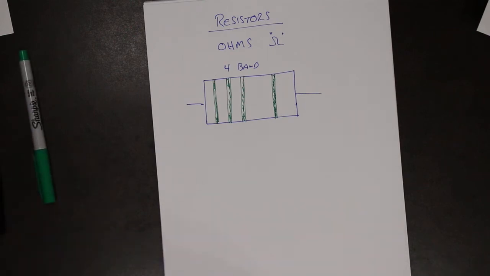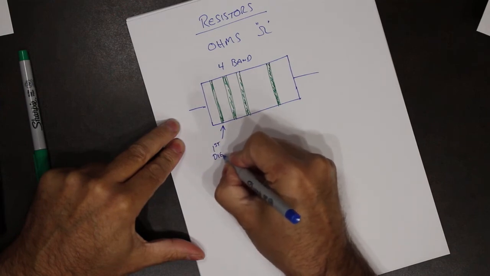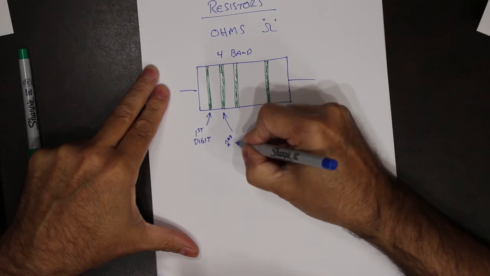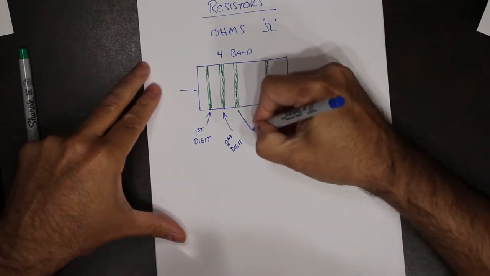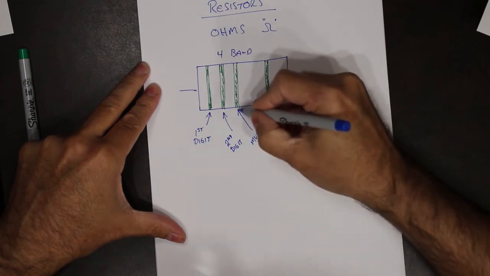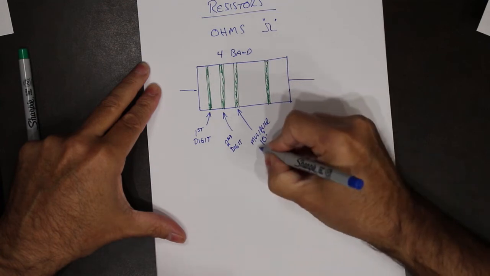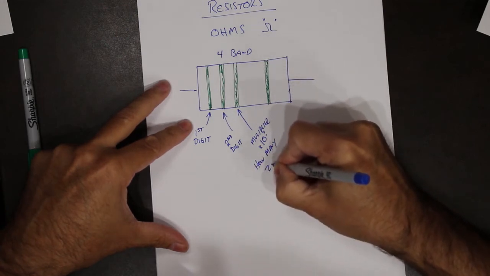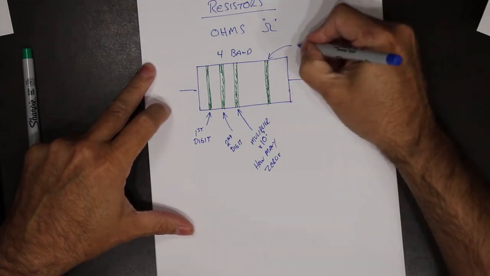What these bands represent, this band is the first digit in the value of the resistor. This band of color represents the second digit in the value of the resistor. The third band is what's known as the multiplier. So basically, it is a factor of 10. So 10 to the something. In other words, how many zeros? The fourth band that stands off by itself is the tolerance.